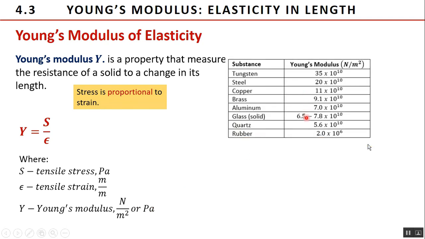The table below shows accepted values of Young's modulus for different substances. From this table, we see that steel is more elastic than copper. It is a misconception to say that rubber is more elastic than steel.